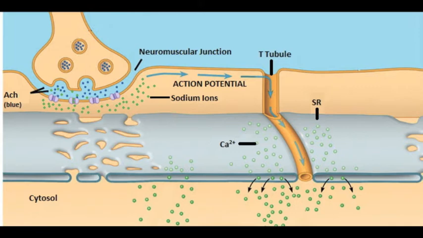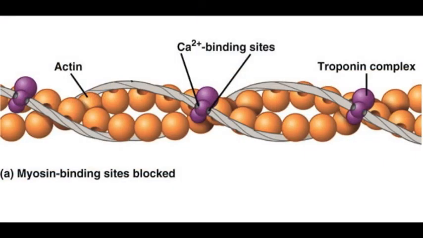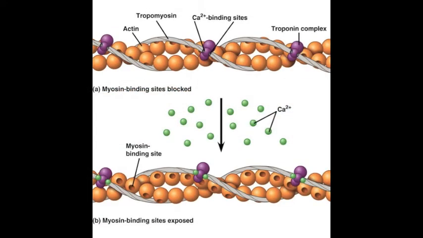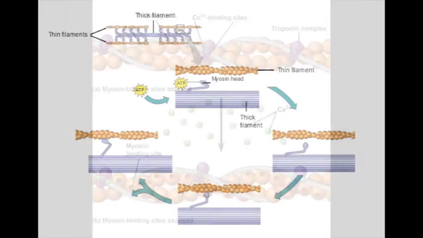The action potential spreads deep into the interior of the muscle fiber along infoldings of the plasma membrane called transverse or T-tubules. The T-tubules make close contact with the sarcoplasmic reticulum, SR. When the muscle fiber produces an action potential, the action potential opens calcium channels in the SR, allowing calcium to enter the cytosol, which is the fluid in the cell. Calcium ions bind to the troponin complex. This shifts the tropomyosin and exposes the myosin binding sites.